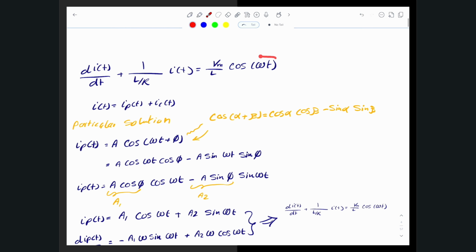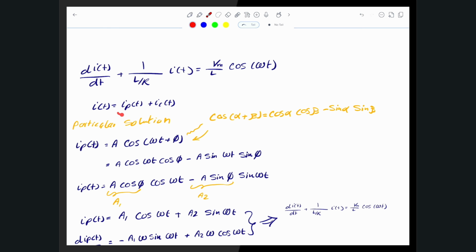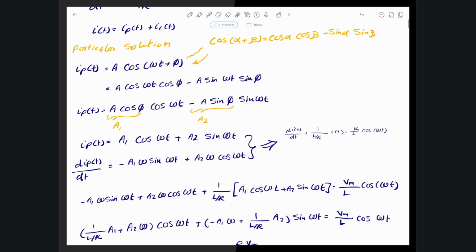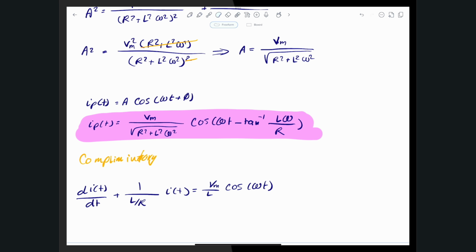So remember, this is the original differential equation that we're trying to solve, and we said it has two parts, a particular solution and a complementary solution. We found that particular solution, the one I just highlighted. Next, we need to find the complementary solution, and that is simple. We take the original differential equation, and the complementary solution tells me you remove the forcing function completely.